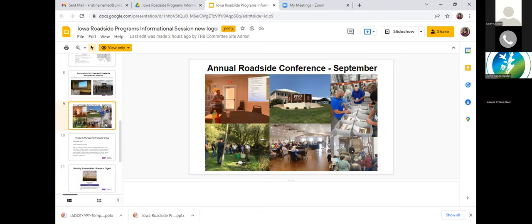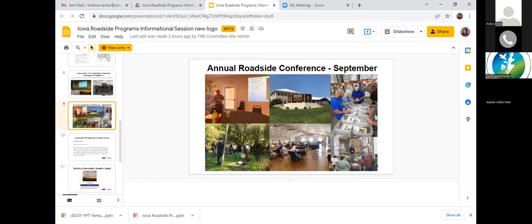And this one, we rotate around the state. The counties like getting exposed to different programs. So each year, a different program helps host it. So you learn what they're doing in their county. This year, it's gonna be in Dickinson County at Okoboji.